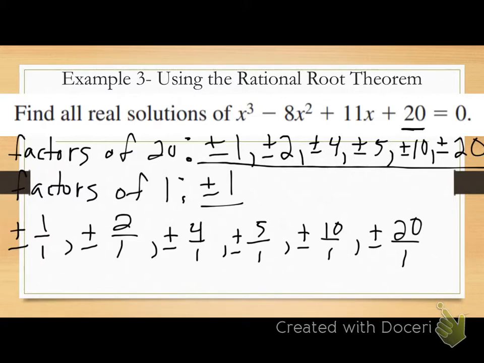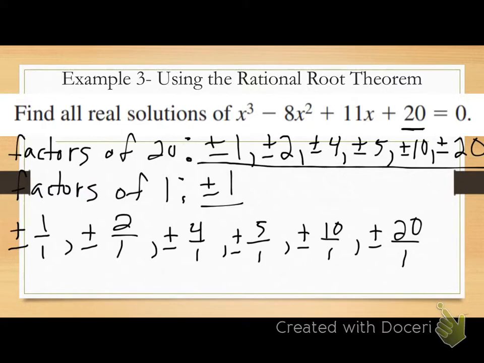Everyone okay with that? So this list down here that I just made is a list of all possible solutions of my polynomial. So those are not all my solutions, those are just possible solutions. I now need to go through and test each one. I need to test positive 1. I need to test negative 1. I need to test positive 2, negative 2, until I find one that is a factor.